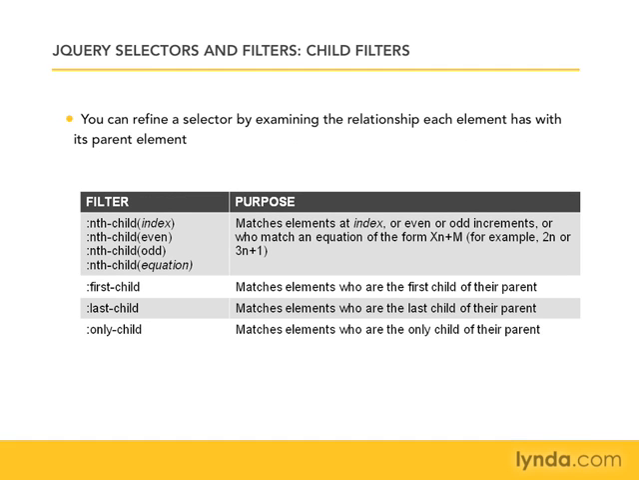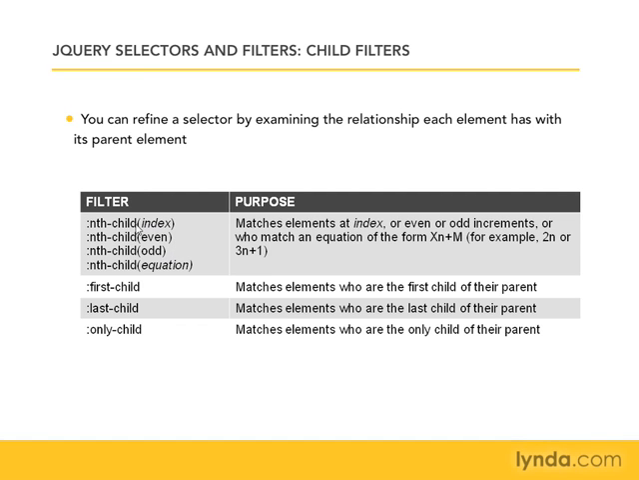Child filters allow you to refine the selection by looking at the relationship that the element has with its parent element. And there's four options here. Actually, there's more because the nth child option has a few. So the nth child filter has a couple of different things you can do. You can give it even or odd. Kind of works the same way as the even or odd filters that we looked at in the previous example, only in this case it's operating on child elements, not the parent elements. So this will only match elements that are even or odd inside the parent.